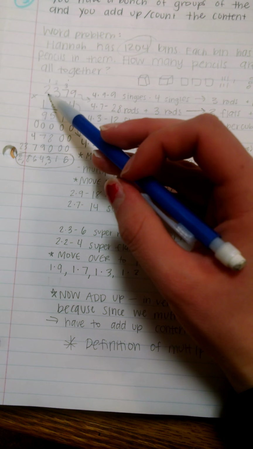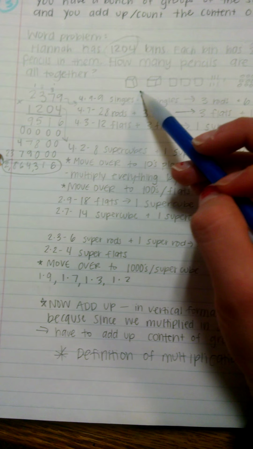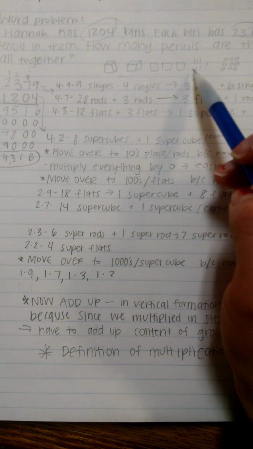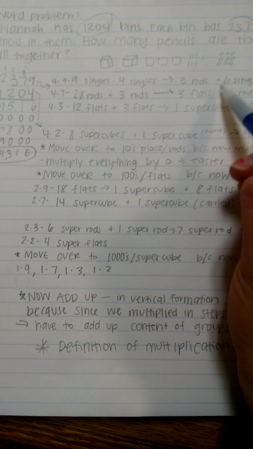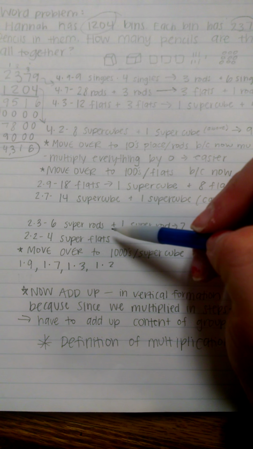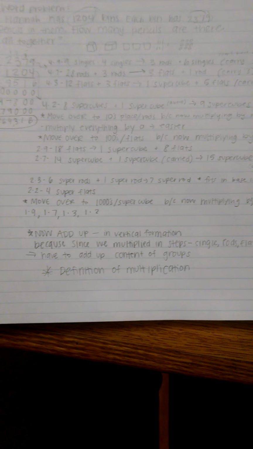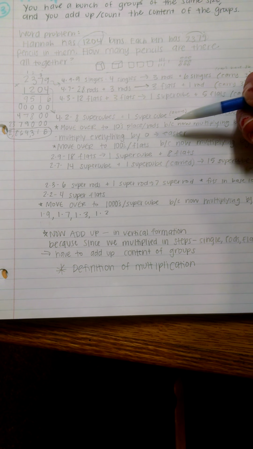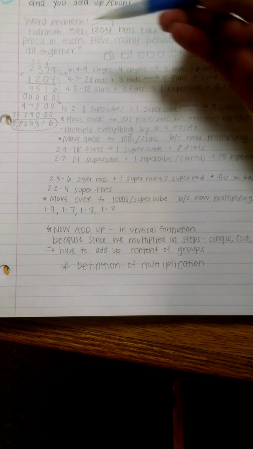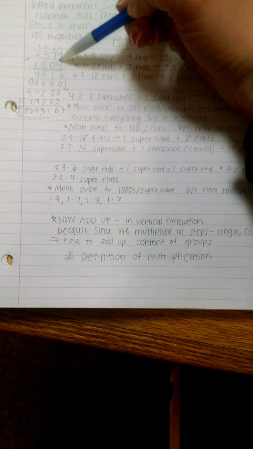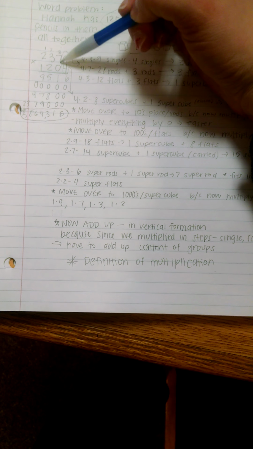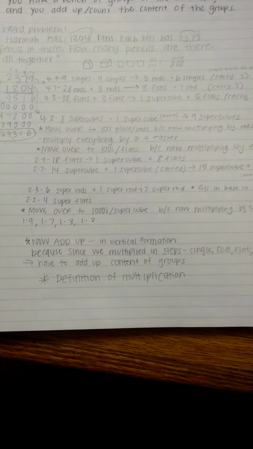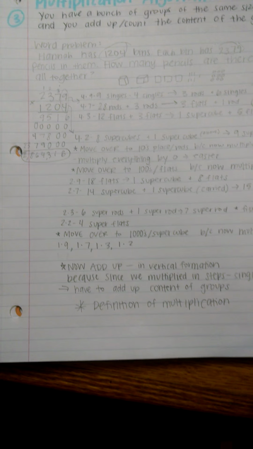So I wrote out 2,379 in base 10 blocks, so that would be 2 supercubes, 3 flats, 7 rods, and 9 singles. First, we're going to do this problem in sub-problems, or divide the problem into little mini problems. For example, we have 9 times 4, 7 times 4, and so on, multiplying each number by this same number, because we're trying to add up or count the contents of the groups.